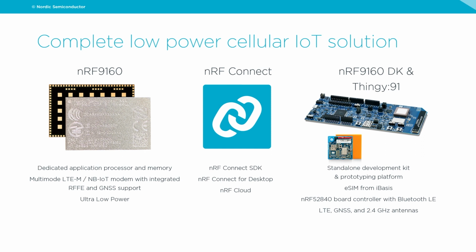On the dev kit side, we have the nRF9160 development kit, which is a standalone development kit. We also have the Thingy:91, which is a prototyping platform. Both of those come with an eSIM from iBasis with 10 megabytes of data, and the iBasis eSIM can be used all over the world, basically. They both also have an nRF52840 board controller with Bluetooth LE, and they have LTE, GNSS, and 2.4 gigahertz antennas.